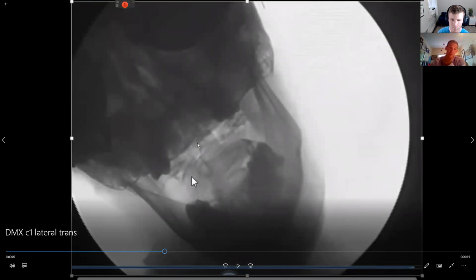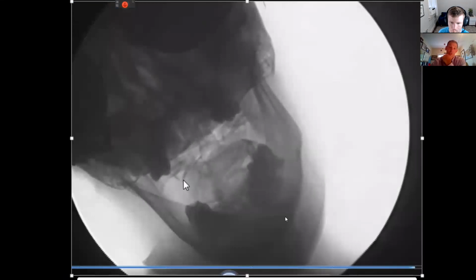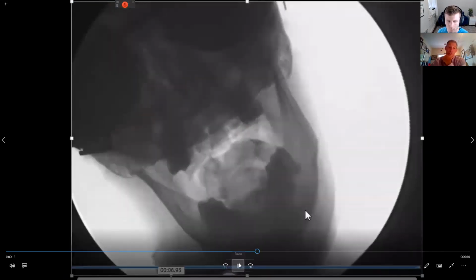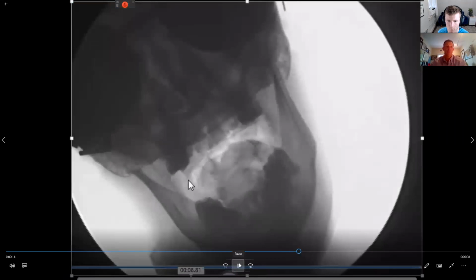And here's the dens, and here's that gigantic space and how it narrows here. So it's looking to see how much of a space and a gap there actually is. Like, this person had a real lot.